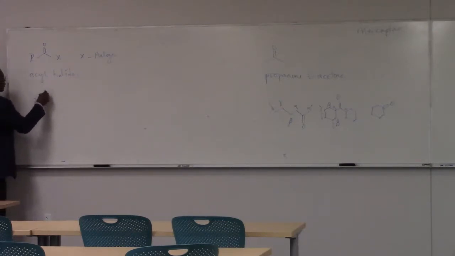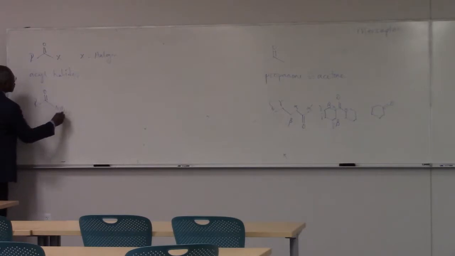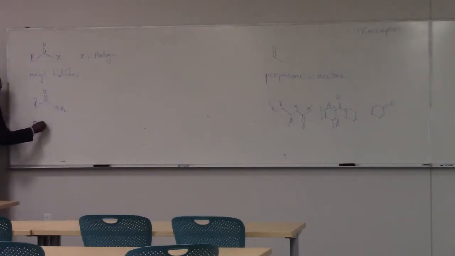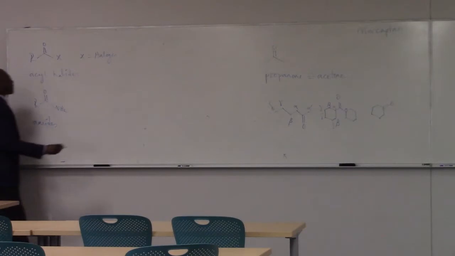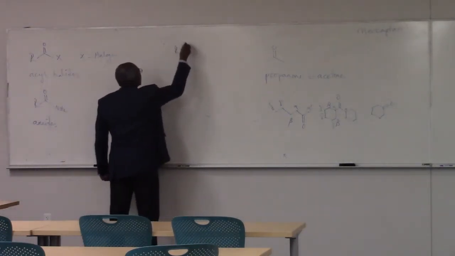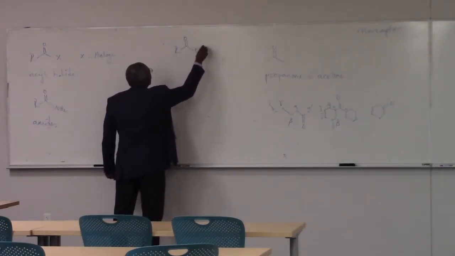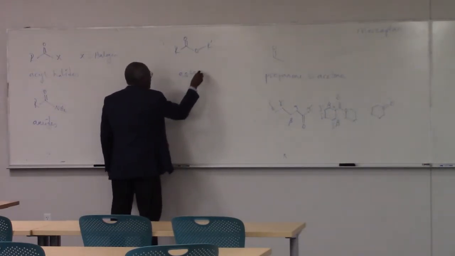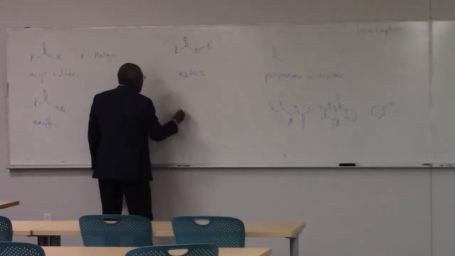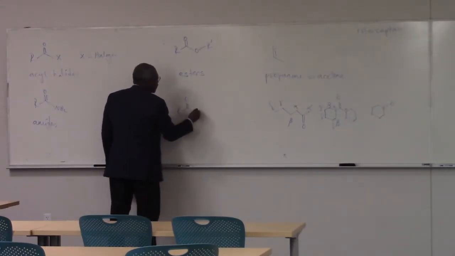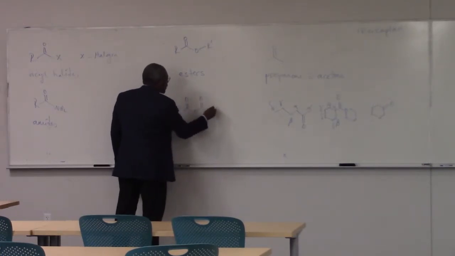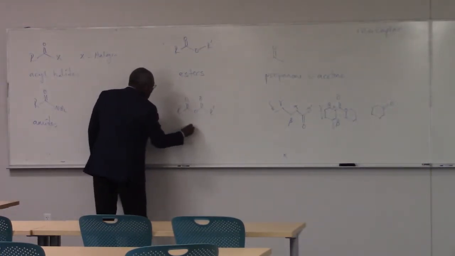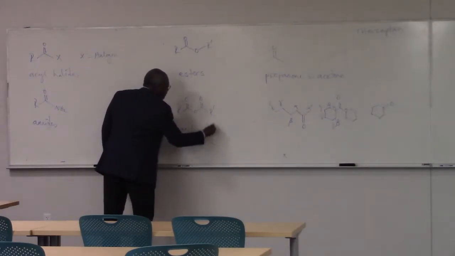R, C double bond O, N, I'm going to write NH2. These are called amides. We'll come back to this in a second. R, C double bond O, O, R prime. These are called esters. R, C double bond O, O, C double bond O, R prime. These are called acid anhydrides.